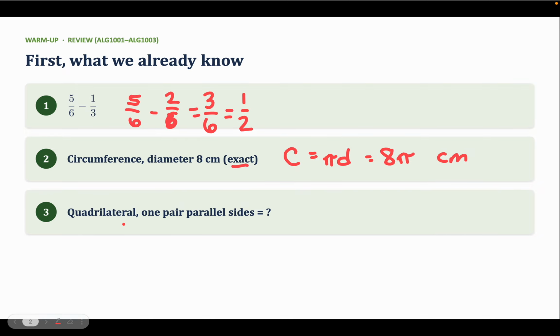All right, we have a quadrilateral with exactly one pair of parallel sides. And we know that quadrilateral means four-sided polygon. So one pair of parallel sides is a trapezoid.